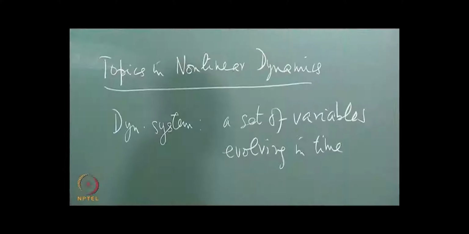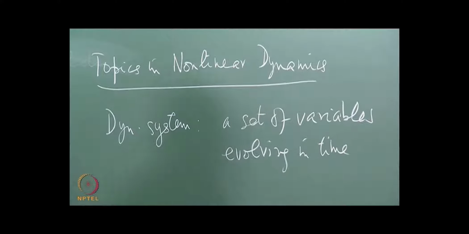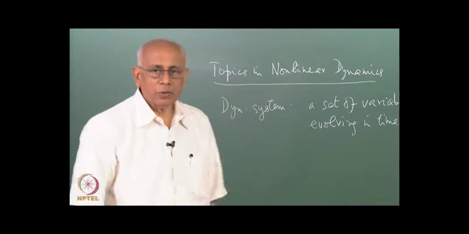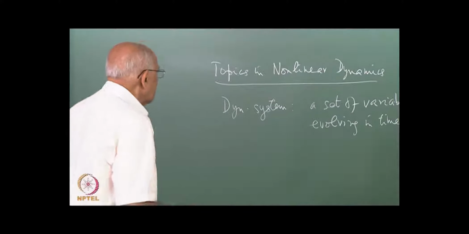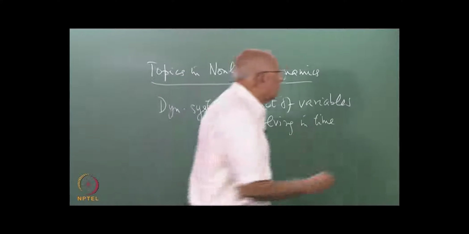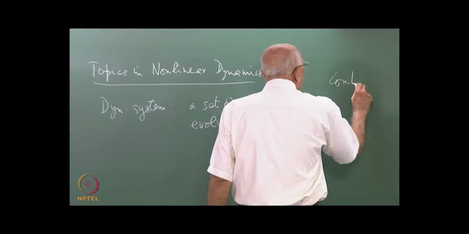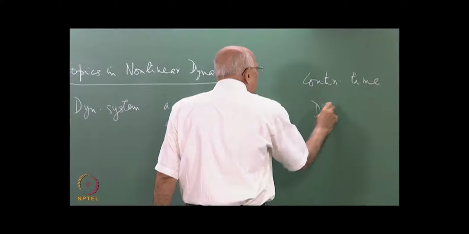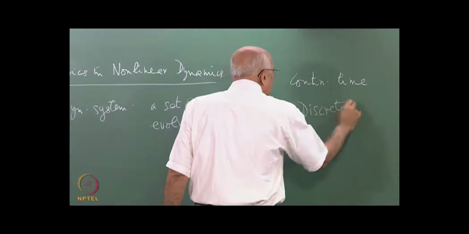Now, that of course is extremely general. So, just about everything you can think of is a dynamical system, and we need to make things a little more specific so we know what we are talking about. First, the time variable itself. Well, this could either be continuous time or it could be discrete time, and let me explain what I mean by this.